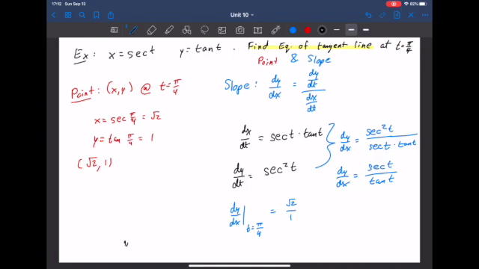Putting it all together, y minus 1 equals root 2 times x minus root 2. Okay, and that would be my tangent line equation. That's it.